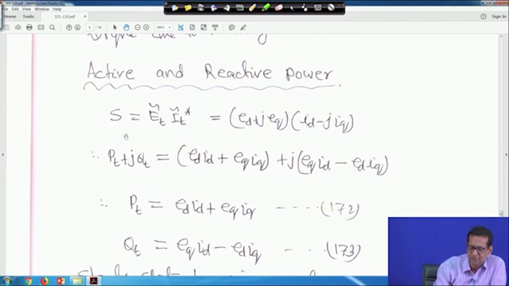Therefore, S is actually Pt plus jQt, because it is E I conjugate. If you multiply it, it will be Ed Id plus Eq Iq plus j(Eq Id minus Ed Iq). Now, you separate real and imaginary parts. So, Pt will be Ed Id plus Eq Iq and Qt will be Eq Id minus Ed Iq. This is equation 172, this is equation 173.